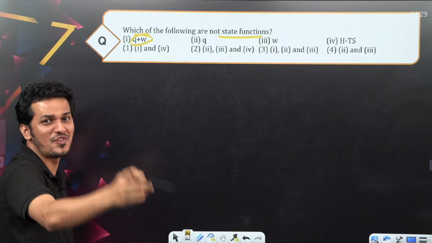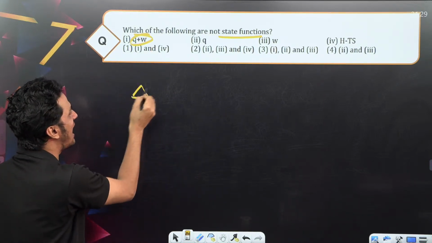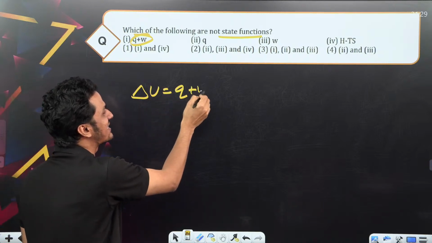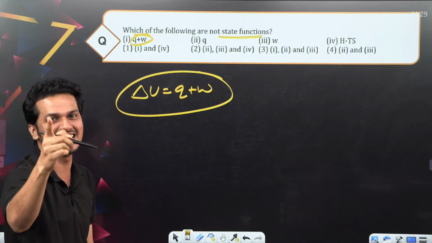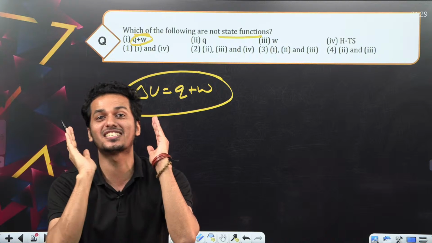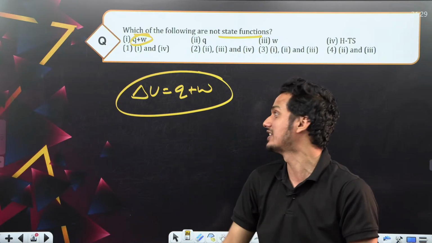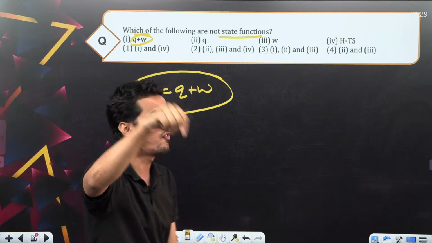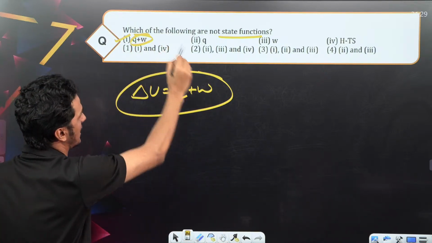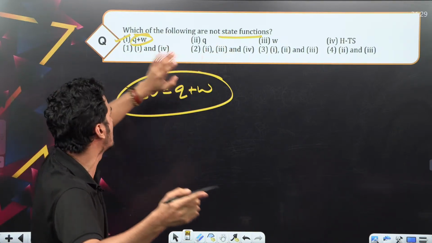That is according to the first law of thermodynamics, delta U equals Q plus W. Internal energy is a state function, which depends on the initial state as well as the final state. So that's a state function. They are asking about the one that is not a state function, so that's not the answer.